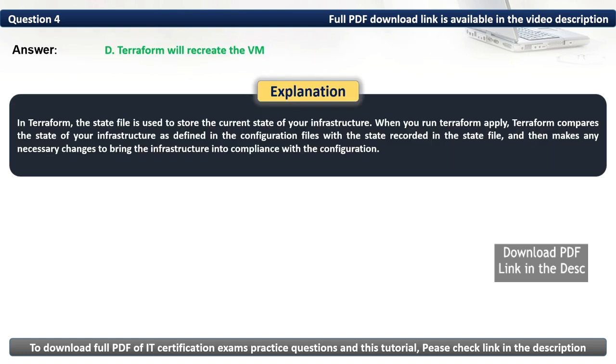In Terraform, the state file is used to store the current state of your infrastructure. When you run Terraform apply, Terraform compares the state of your infrastructure as defined in the configuration files with the state recorded in the state file and then makes any necessary changes to bring the infrastructure into compliance with the configuration.